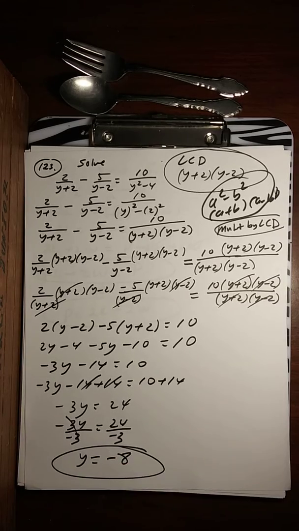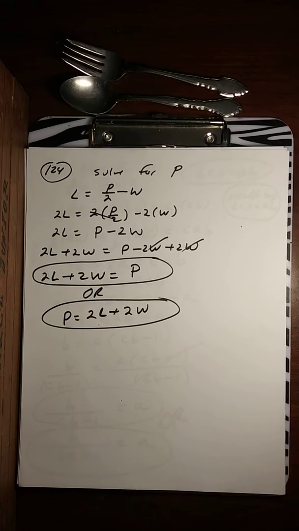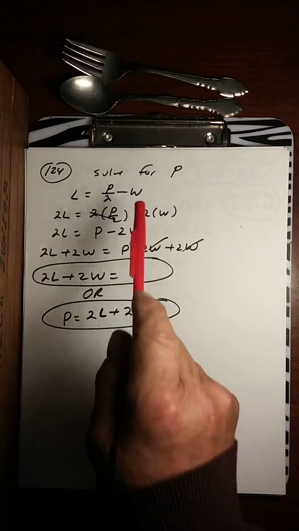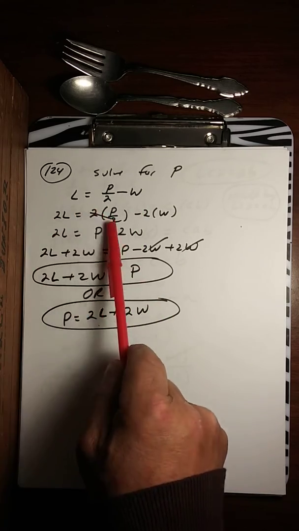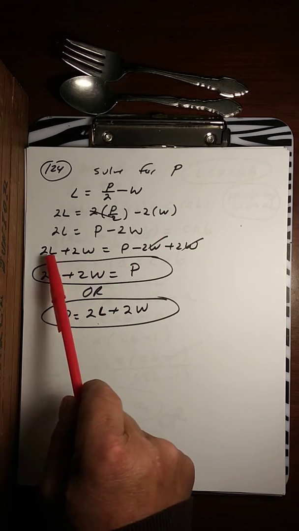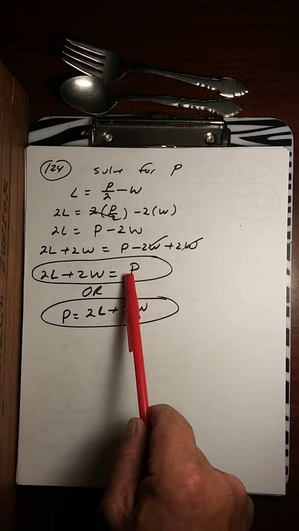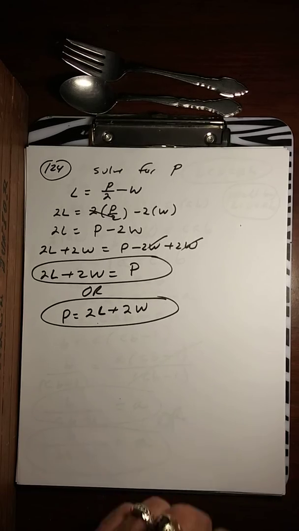Alright, next one. Solve for P. So multiply everything by 2, 2, 2, all the way across. The 2's cancel here, so you have 2L equals P minus 2W. So now add 2W to both sides. So 2L plus 2W, and these are gone. So 2L plus 2W equals P, or P equals 2L plus 2W, like the perimeter of a rectangle.